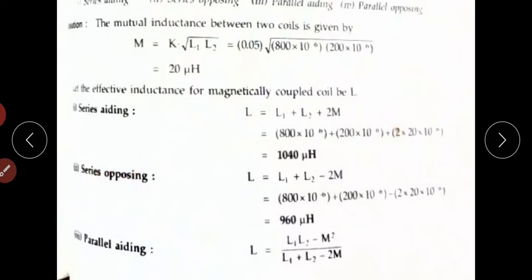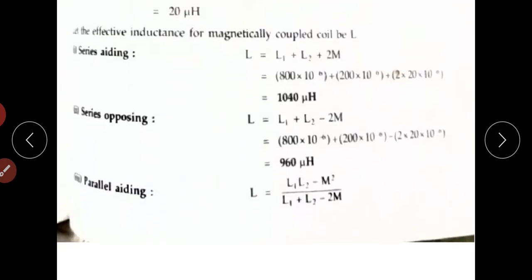Next one, series opposing connection. In the series opposing case, the equivalent inductance L equivalent equals L1 plus L2 minus 2M. L1 equals 800 into 10 to the power of minus 6, L2 equals 200 into 10 to the power of minus 6, minus 2 into M, where M equals 20 microhenries, so 2 into 10 to the power of minus 6. Finally, the equivalent inductance value is 960 microhenries.